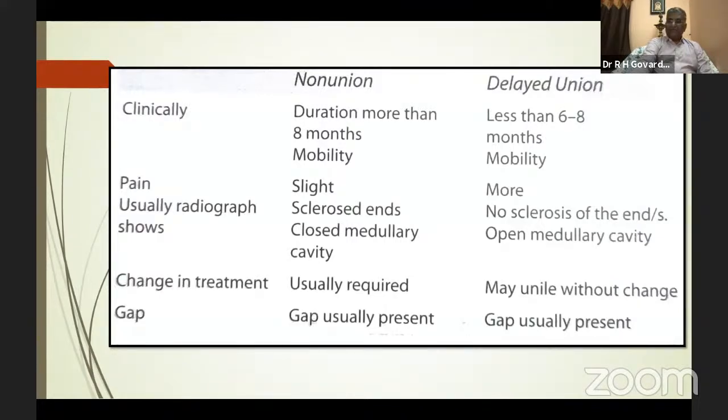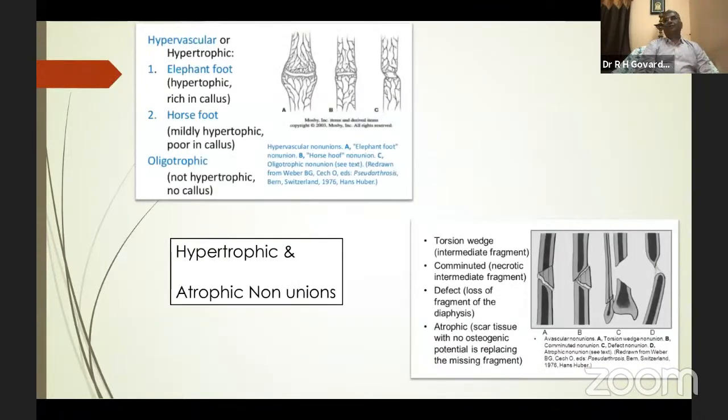Non-union is diagnosed in patients who have implants inside. If they have pain after a particular period, for example, a tibia has been nailed in an adult and he complains of pain at the fracture site 6 months later, you must suspect that the patient has a definite non-union or a delayed union.